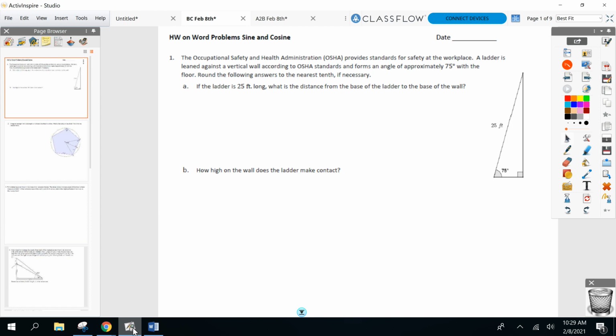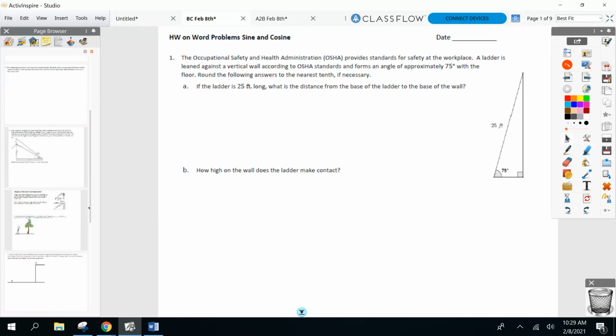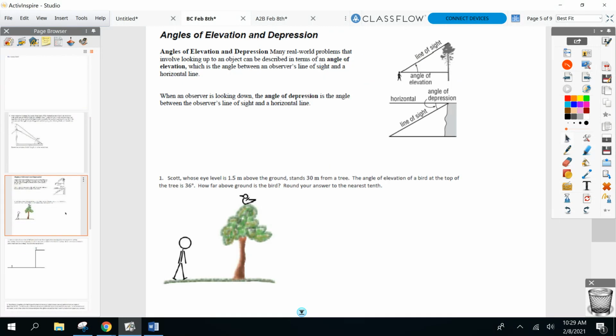All right, let's get this going here today. Again, calculator right next to you. Make sure you're in degree mode. Should be already, but just in case. All right, still going to do word problems today using sine, cosine, tangent. Still working with word problems.